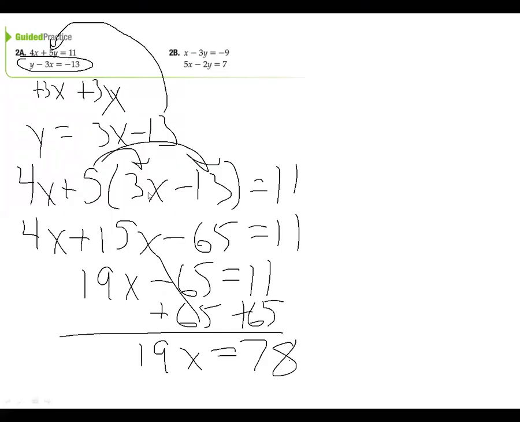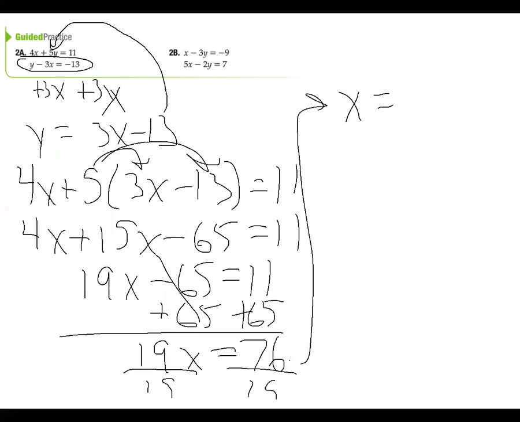So what happened here? Distribute, got that. 4x and 15x. Oh, it's not 78. It's 76. Why didn't you tell me that? There we go. And then divide both sides by 19. And you get x equals 4.